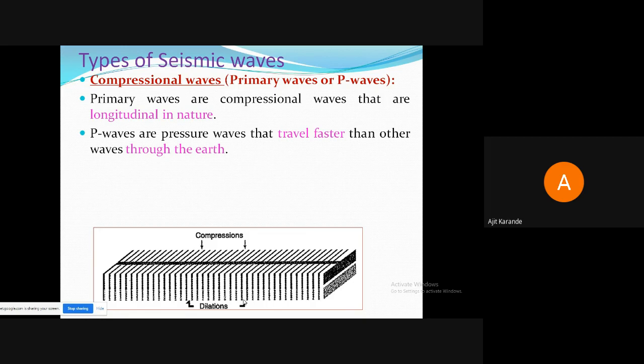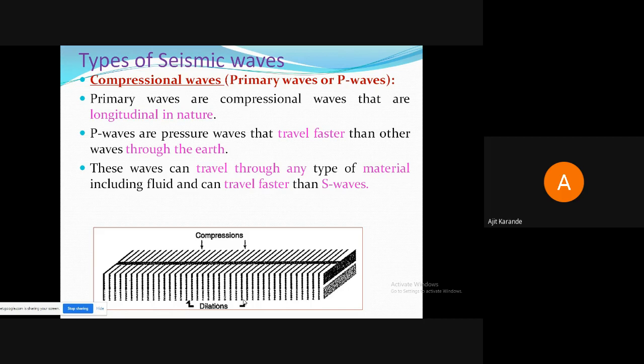Okay. As far as these waves are concerned, they can travel through any type of material, including fluid or any type of solid, or some other mediums. And these waves travel faster than the S waves. Generally, the speed of these waves is 1.7 times that of S waves. So the movement of these waves is faster than the movement of S waves.